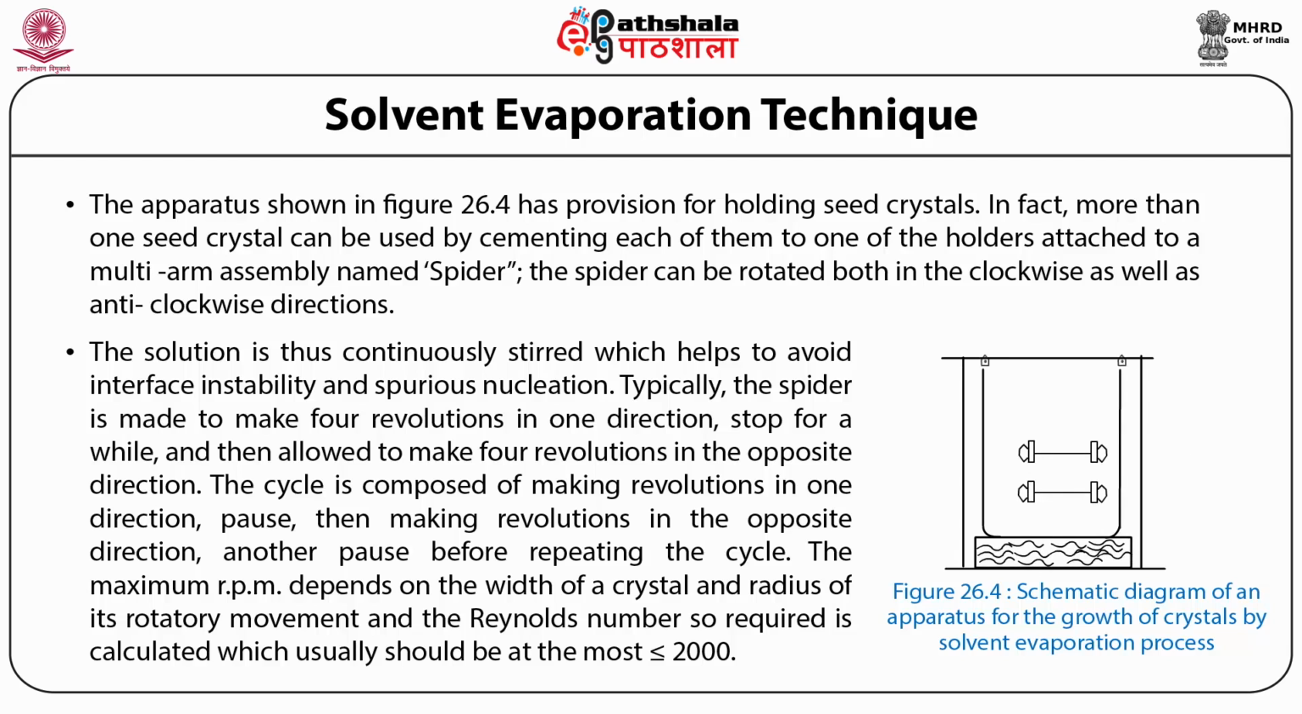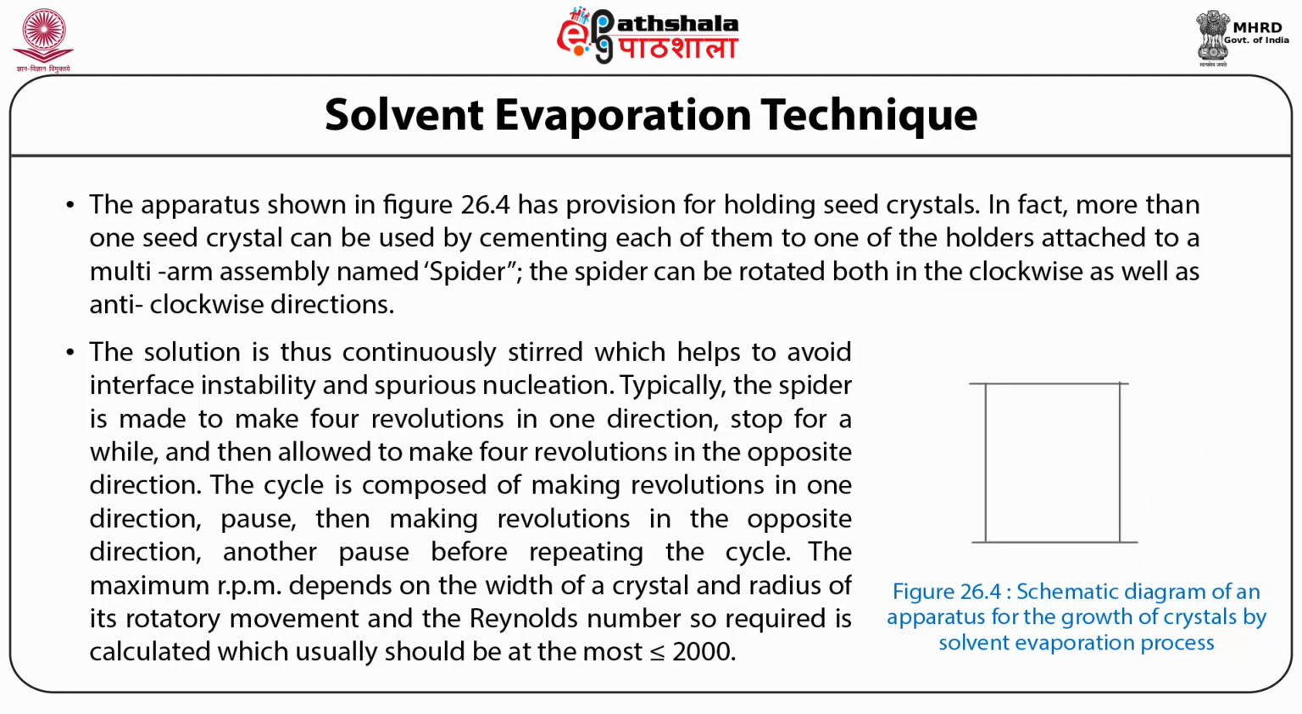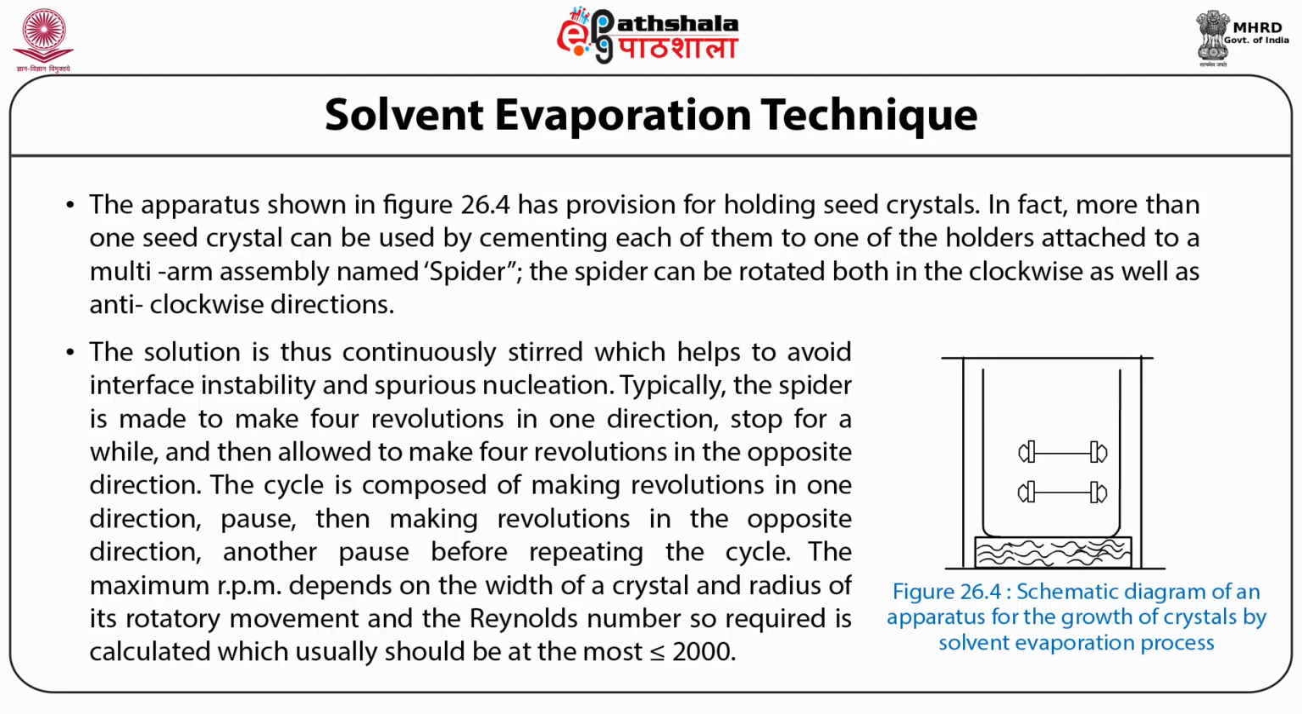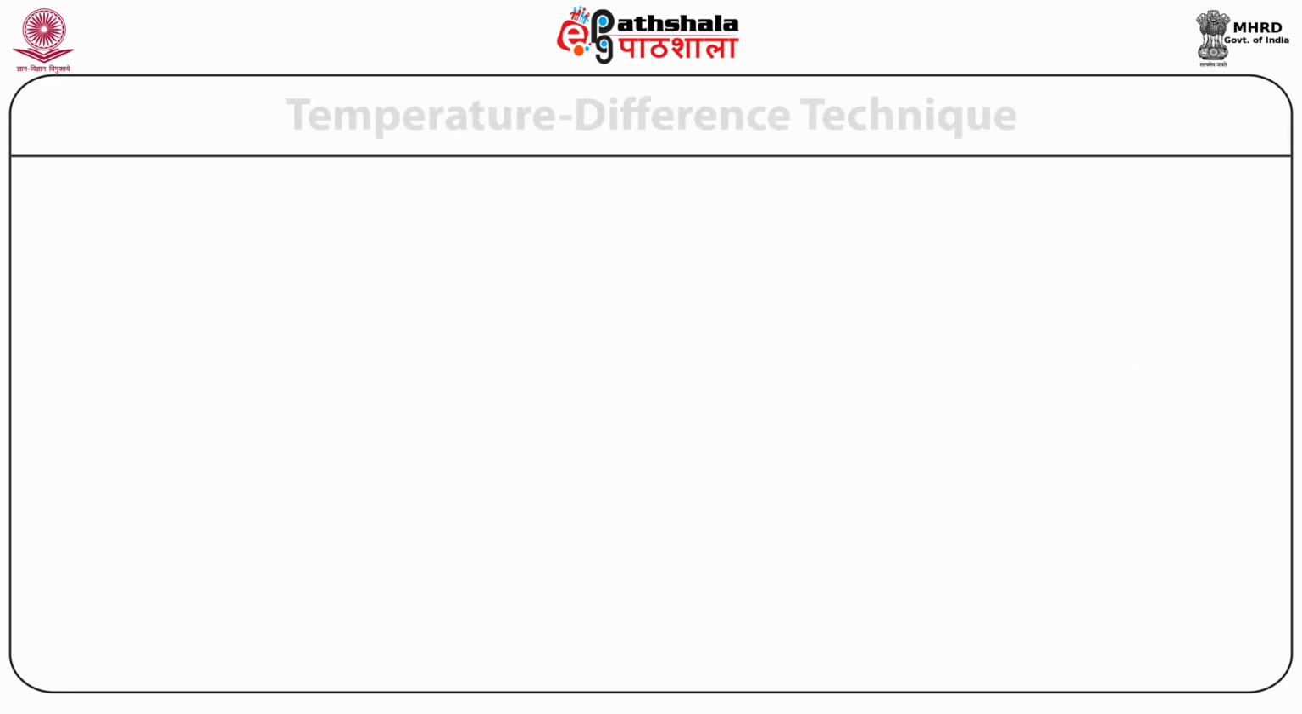The cycle is composed of making revolutions in one direction, pause, then making revolutions in the opposite direction, another pause, before repeating the cycle. Each cycle keeps on repeating during the experimentation of crystal growth. The maximum RPM depends on the width of the crystal and the radius of its rotatory movement, and the Reynolds number as required is calculated, which usually should be at the most less than or equal to 2000.